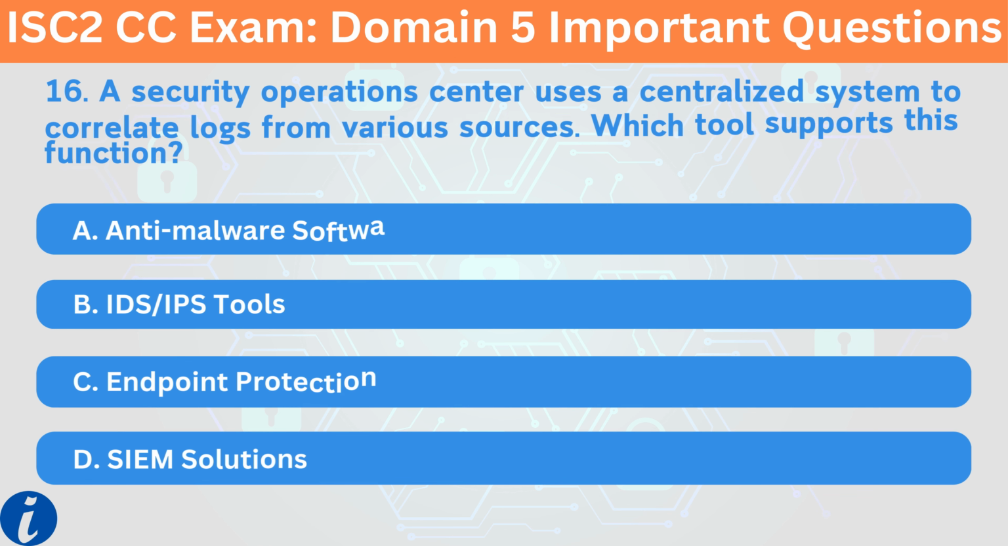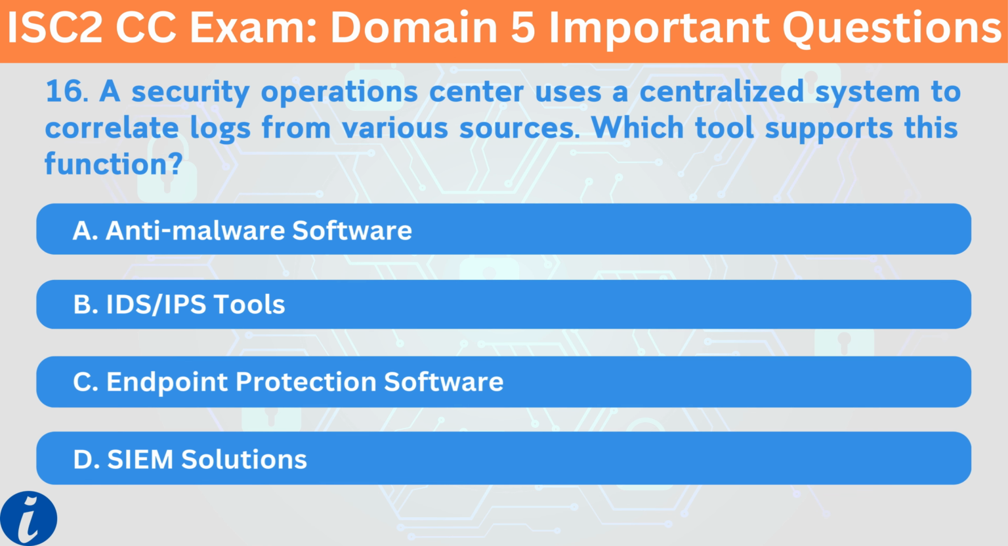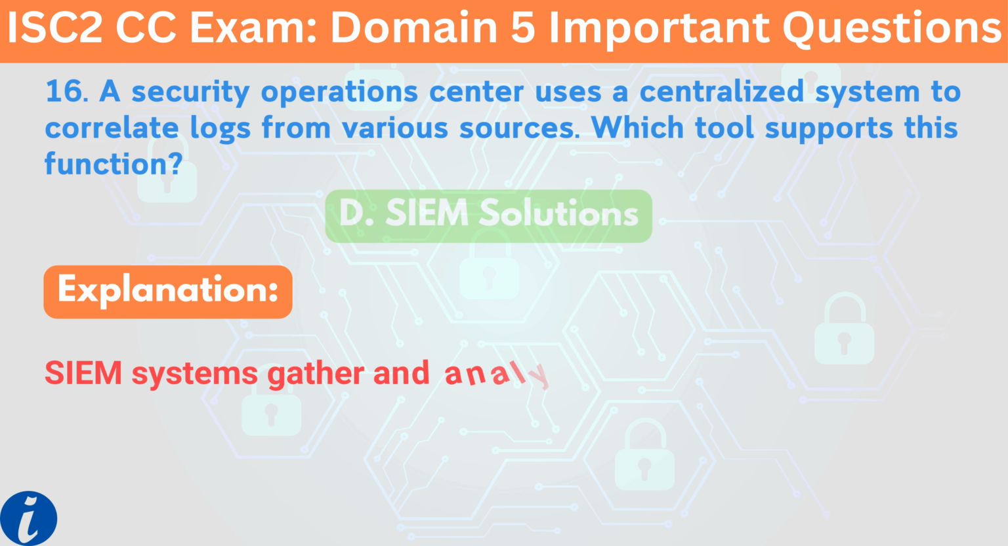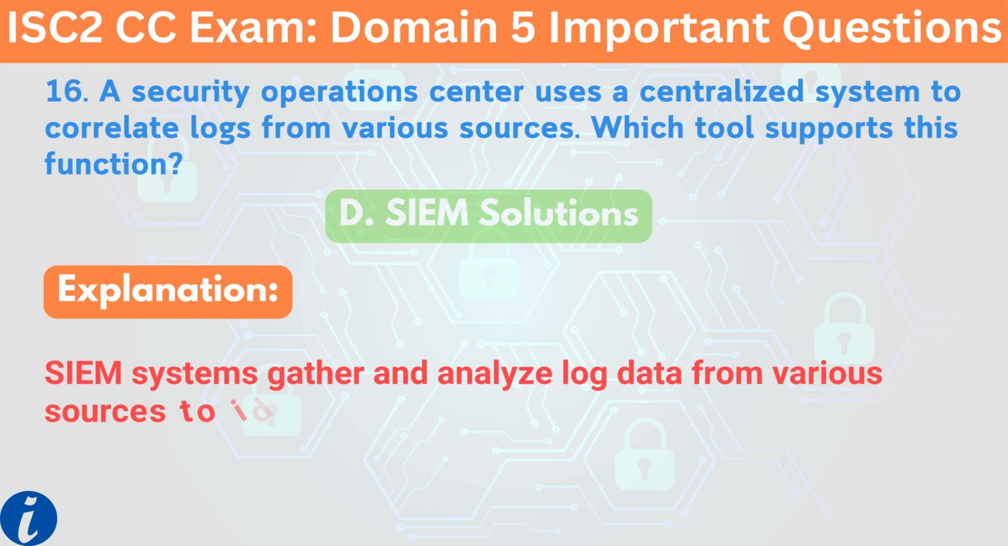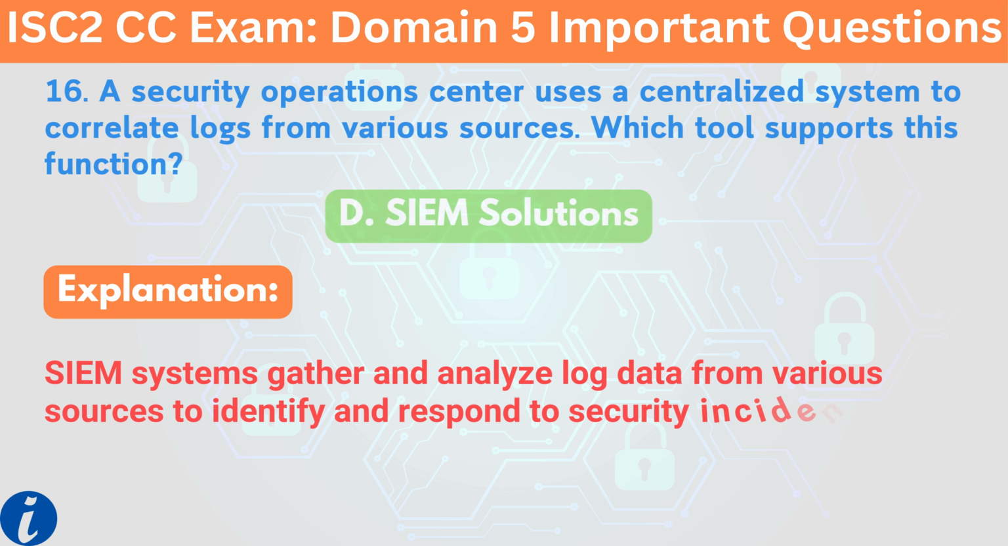16. A security operations center uses a centralized system to correlate logs from various sources. Which tool supports this function? A. Anti-malware software. B. IDS/IPS tools. C. Endpoint protection software. D. SIEM solutions. The correct answer is D. SIEM solutions. Explanation. SIEM systems gather and analyze log data from various sources to identify and respond to security incidents.